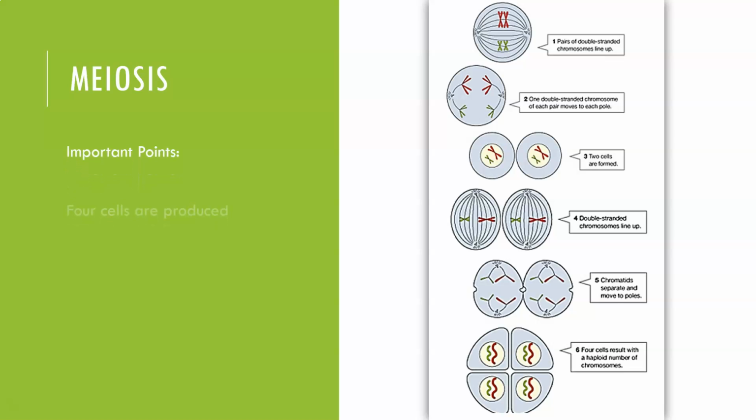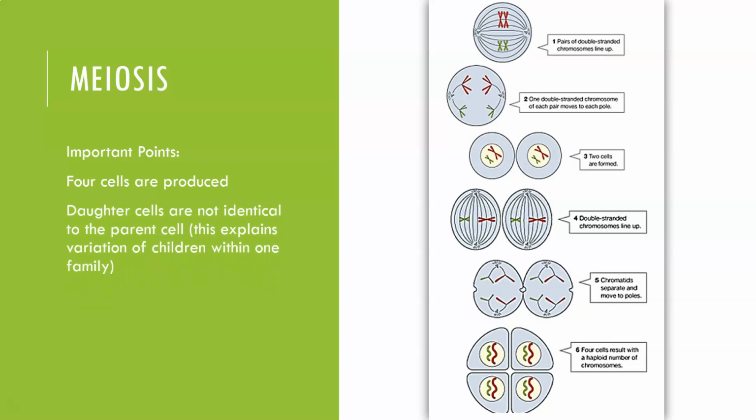So some important points about meiosis. Four daughter cells are produced. Daughter cells are not identical to the parent cell, okay, and this explains why there's variation of children within one family. Daughter cells are haploid. They have half the genetic information of that parent cell.